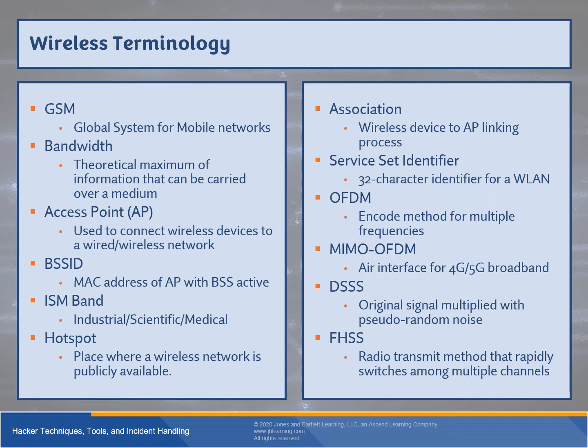So this is going to be an ESS level association to where you're able to transition from AP to AP as part of the same network. Service set identifier, we already talked about the BSS ID. OFDM, this one's a little bit more complex, orthogonal frequency division multiplexing.